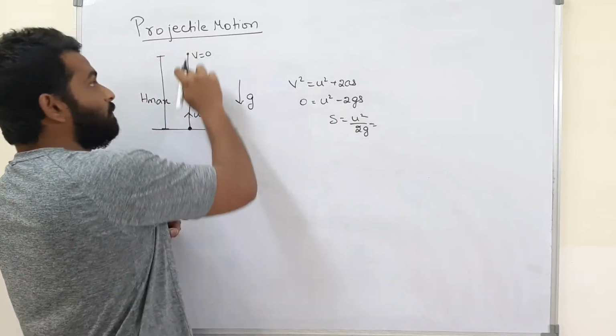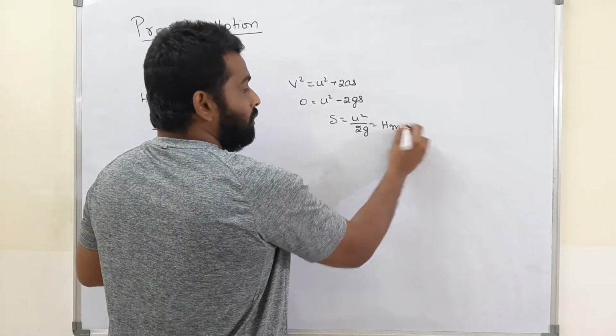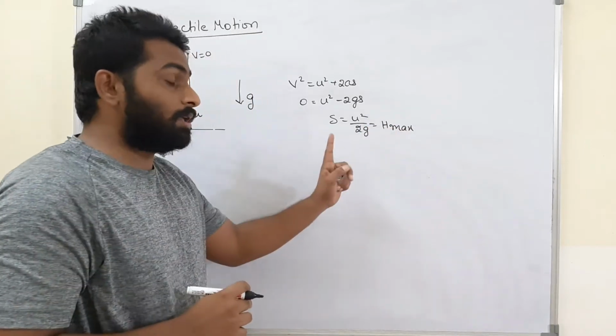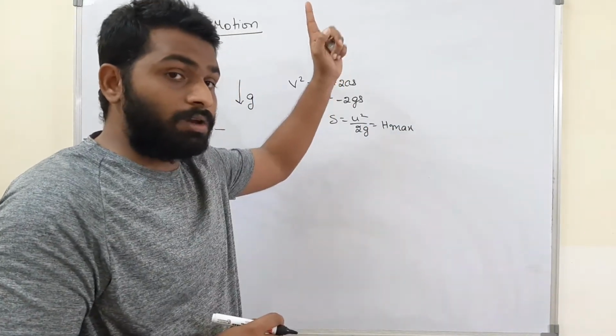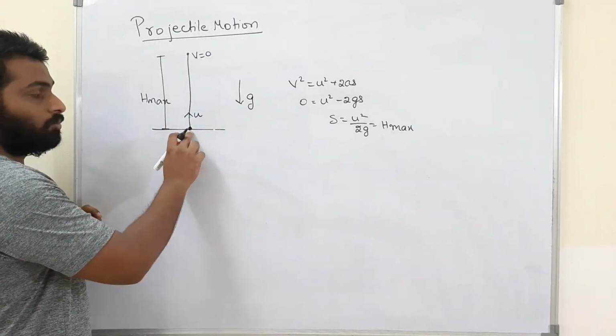This s is nothing but the displacement. What is the displacement? It is nothing but the maximum height. Therefore, the maximum height of the body is u squared by 2g. That means the vertical velocity squared by the acceleration due to gravity. Okay, well done, good. Now, what is the time taken by the body to move from here to here?